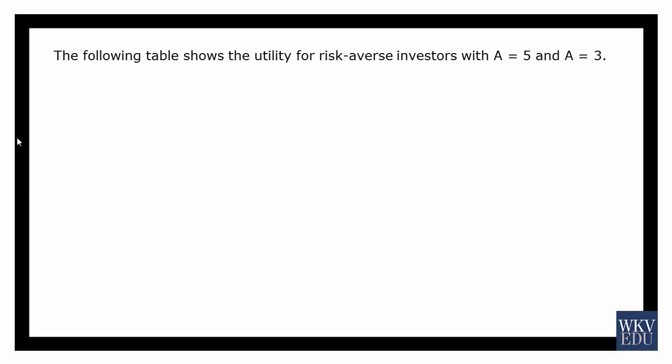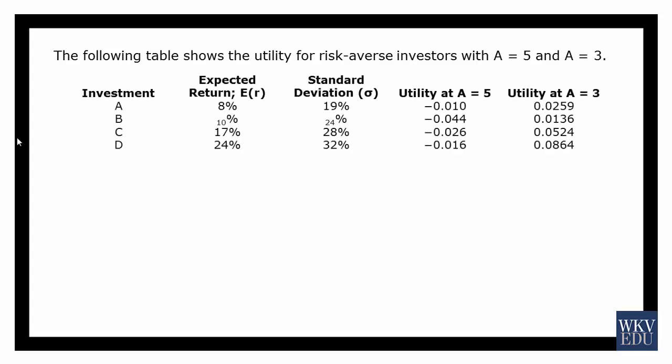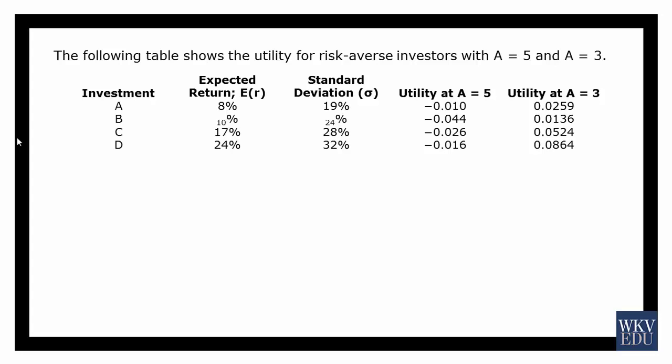The following table shows the utility for risk-averse investors with A equal to 5 and A equal to 3. A risk-averse investor with a risk coefficient of 5 would choose investment A. On the other hand, a risk-averse investor with a risk coefficient of 3 would choose investment D. A risk-neutral investor's risk coefficient is 0, and therefore he would want the highest return possible and would choose investment D. A risk-loving investor likes both higher risk and higher return, and therefore that investor would choose investment D as well.